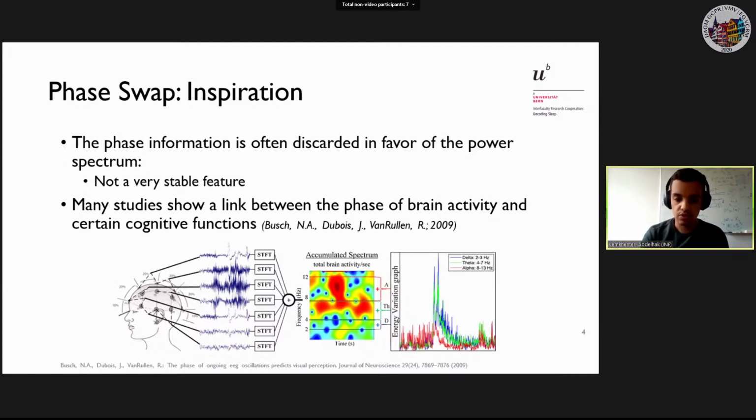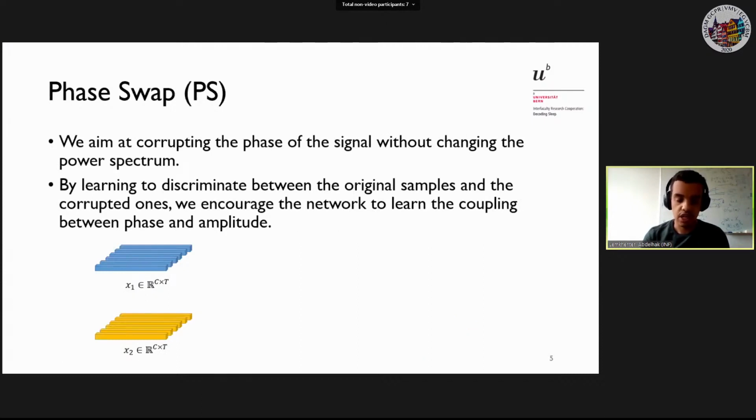And we draw inspiration for this task from two different facts. First, most of the handcrafted features used for biosignal classification rely on the power spectrum of the signal. More generally, they compute the power within certain predefined frequency bands at the expense of discarding the phase information. On the other hand, we know from various medical studies that the phase information is correlated to various cognitive functions within the brain. So because of that, we define the following phase swap operator.